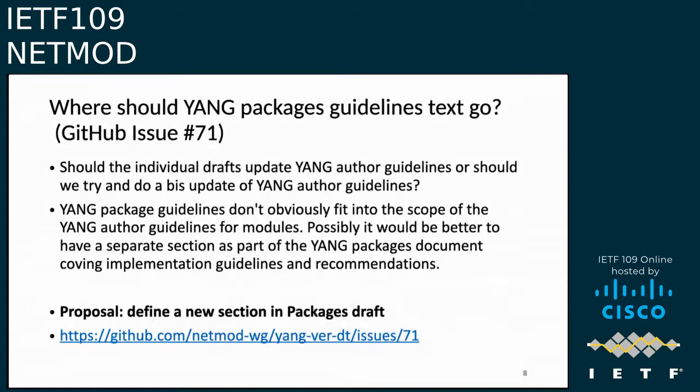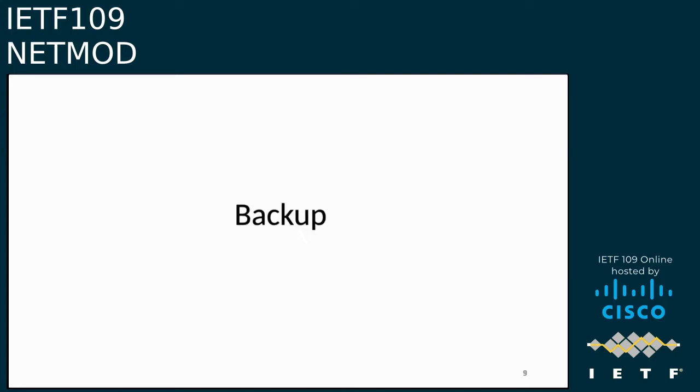This is the last open issue for this time. We just gave the guidance, but we think that might also apply to an individual YANG module. So right now our proposal is to define a new section in the packages draft to give guidelines on deviation and feature usage. But we are happy to hear more feedback on this from the working group. So that's all for the presentation now.